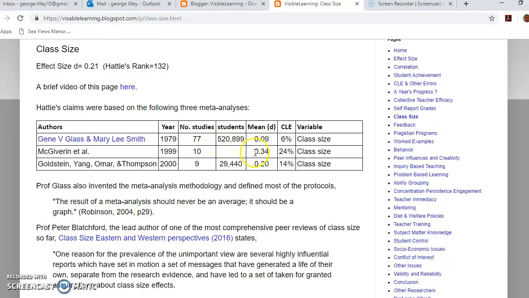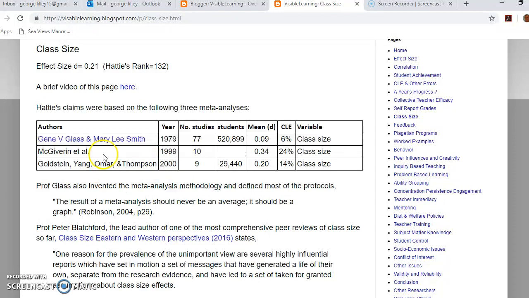Hattie then averages these three effect sizes to get his overall effect size of 0.21, which is below his hinge point of 0.4. Above 0.4, Hattie claimed, was the zone of desired effects. So class size got a negative rating because 0.21 is well below the 0.4.